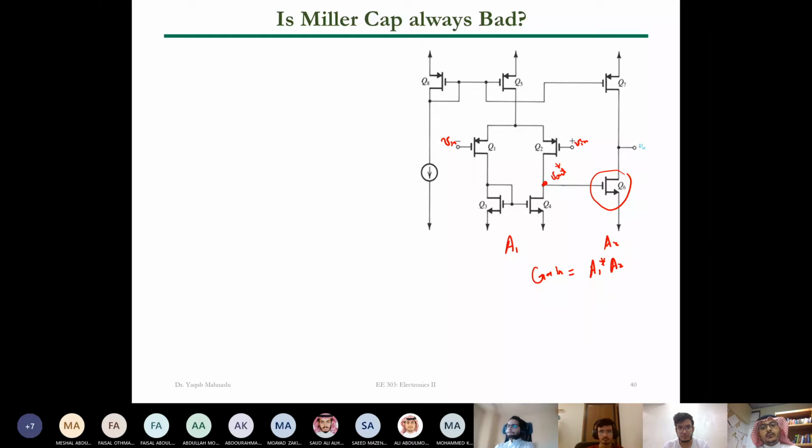So what do you think of the number of poles here? How many poles do we have in the system? In general, more than 3 poles. Maybe 5. Yes, the answer is yes, we may have more than 3 poles. So now you have to be very, very careful.